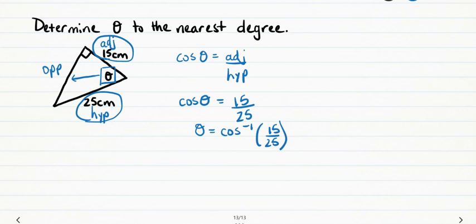So we take the cosine inverse of 15 divided by 25. And you should get an answer here of about 53 degrees. And because the question says we're rounding to the nearest degree, this is a rounded answer. It was actually 53.1301 approximately. And so we round it to the nearest degree of 53 degrees.